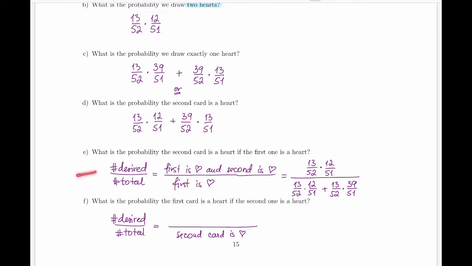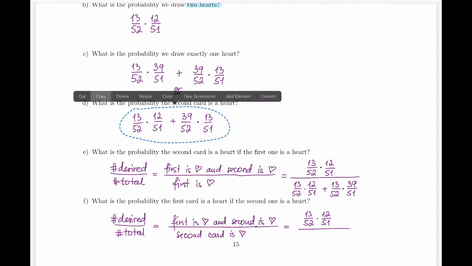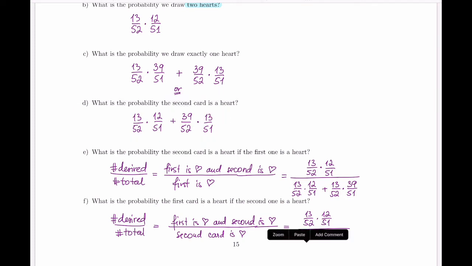which again, not only is the same as in part E, but also the same as we've computed in part B. But let me write it out. First is a heart and second is a heart. Okay, so now copying over what we have for the numerator, 12 over 51. The one thing I noticed though is that what I have in the denominator, the second card is a heart, is something we've computed in part D. So I can simply take this answer and copy it over here. No need to redo the work that we've already done.